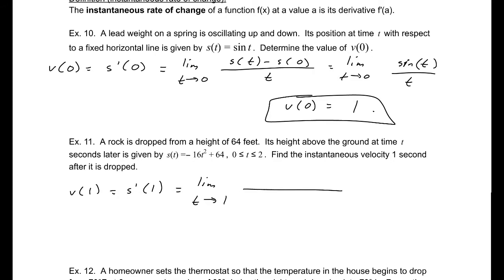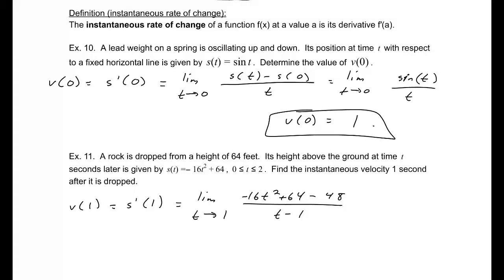And if we evaluate that function at t, negative 16t squared plus 64, minus, evaluating it at 1, gets us 48, divided by t minus 1. So once we combine terms there, limit as t goes to 1. Combining terms, I get negative 16t squared plus 16 over t minus 1.